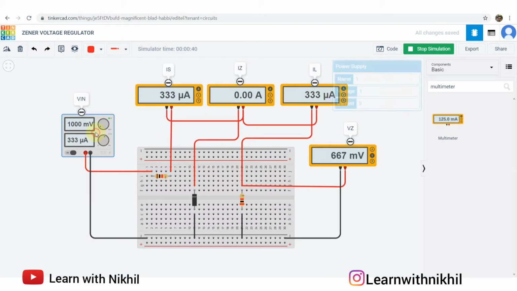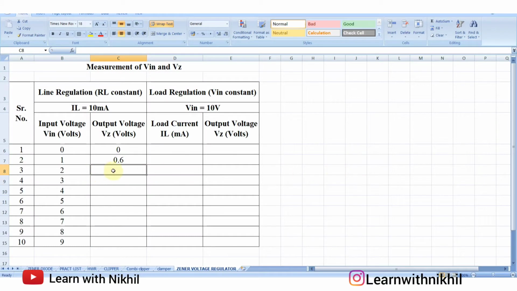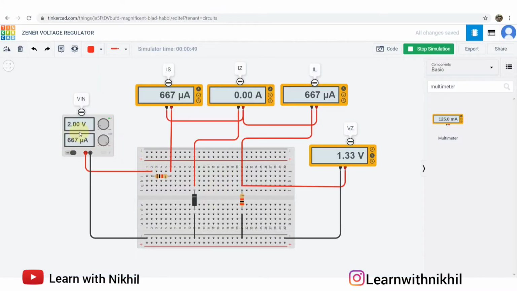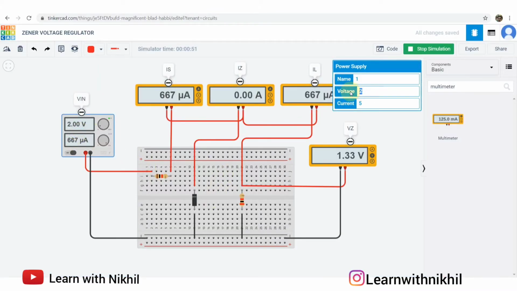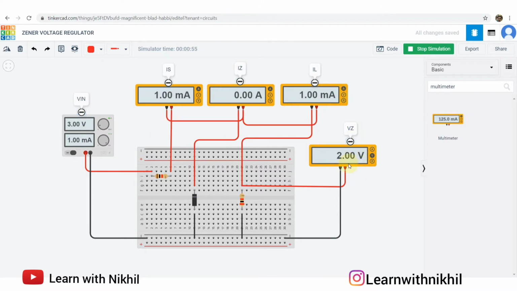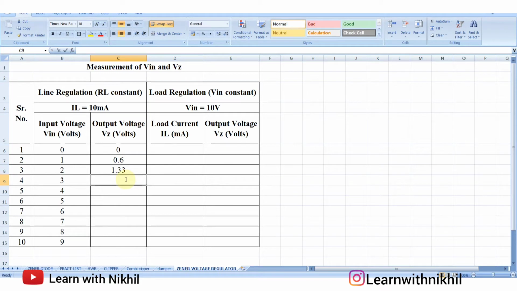Now next, I'll vary the input to 2 volts. The VZ value is increasing, it is now 1.33 volts. So for 2 volts, it is 1.33 volts. As you can see, there is a drastic increase in the voltage as there is an increase in the input voltage. Next, the voltage is 3, VZ value is 2, so 2 volts.